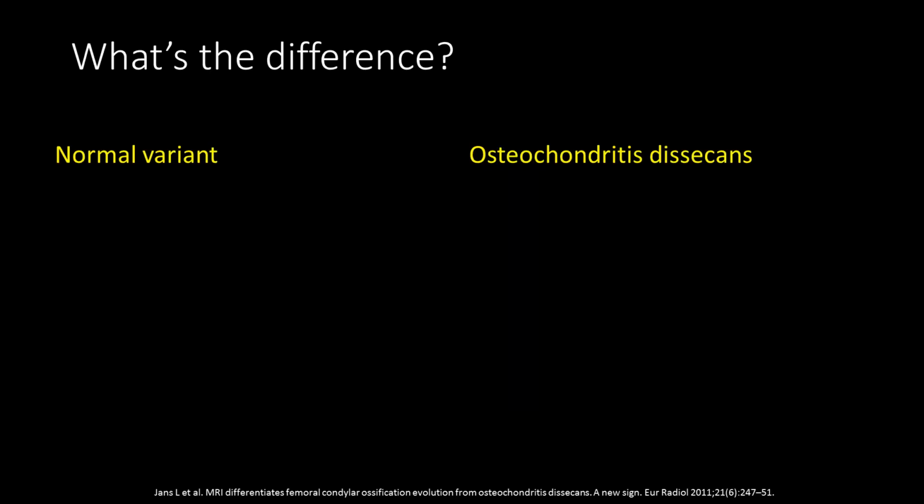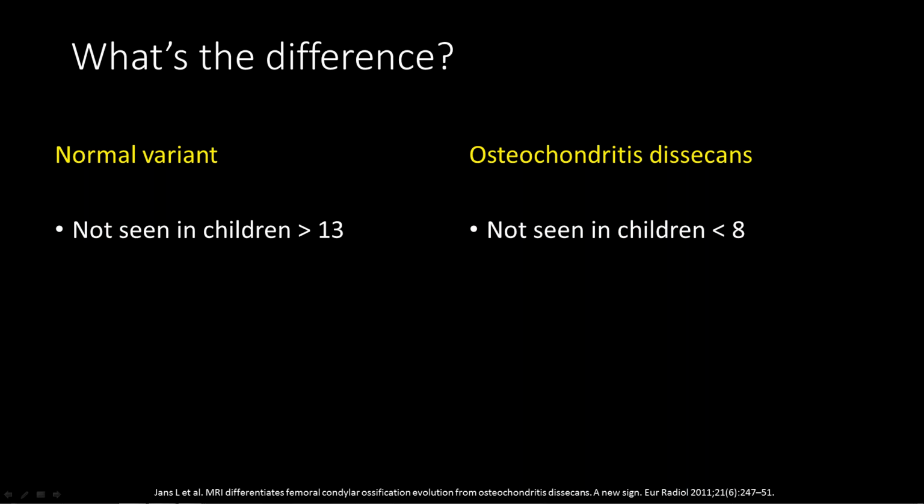Now, what's the difference between the normal variant of femoral condylar ossification and osteochondritis dissecans? There are some differences that are very important to see. Namely, the normal variant of femoral condylar ossification is not seen in children over the age of 13 years, whereas osteochondritis dissecans is not seen in children below the age of 8.